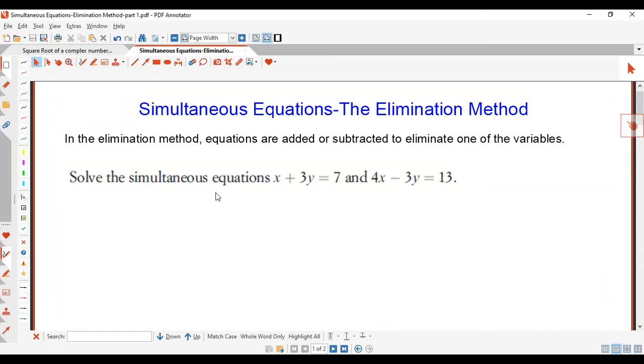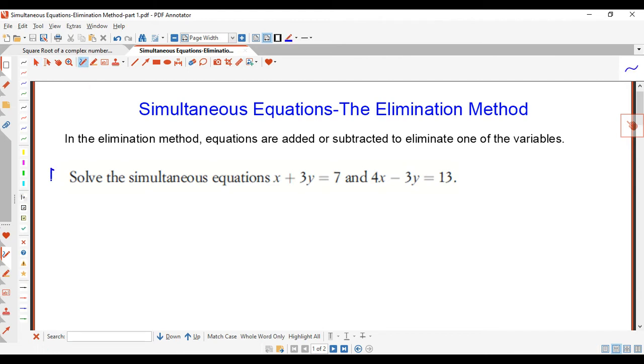Okay, year 10. What I want you to do is to copy down the heading, simultaneous equations, the elimination method. Copy down everything on this screen here. Then you should pause the video and do that first. The first question we're going to look at is this one.